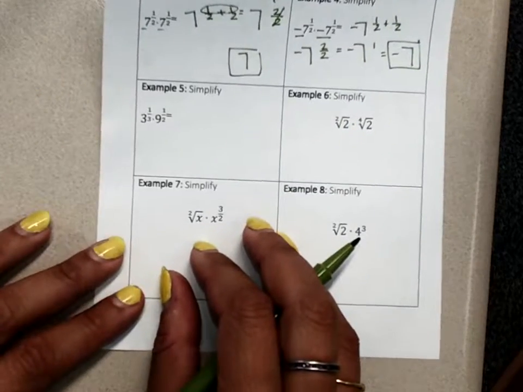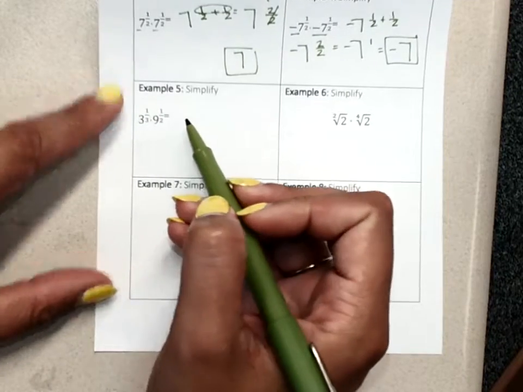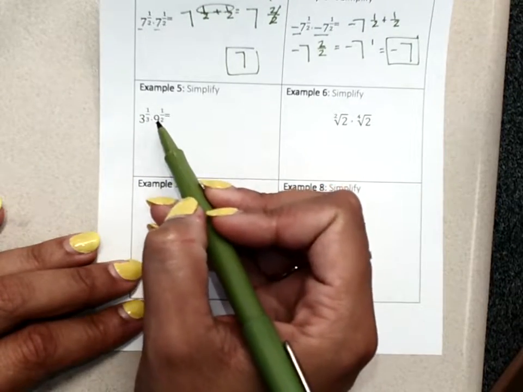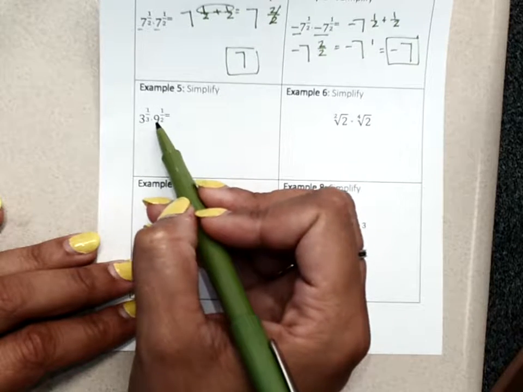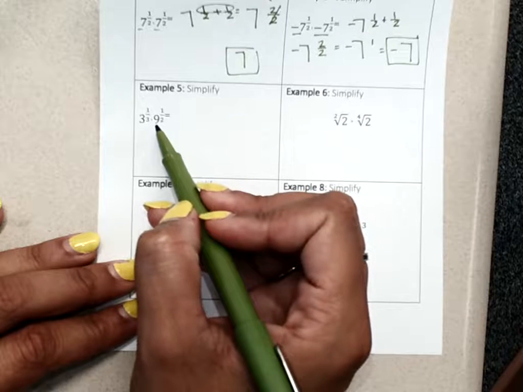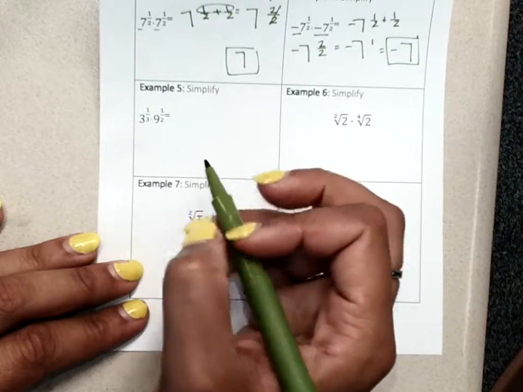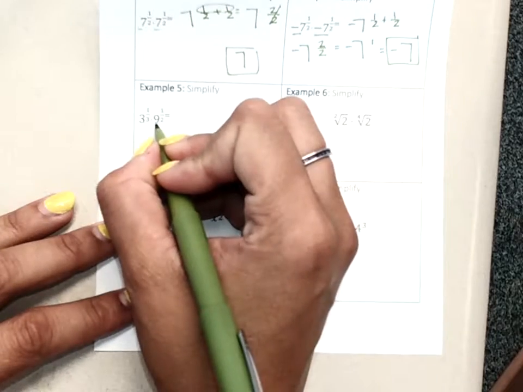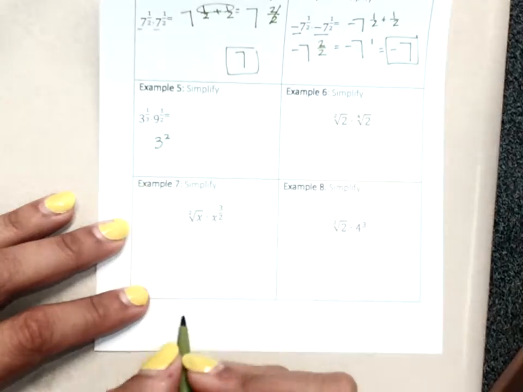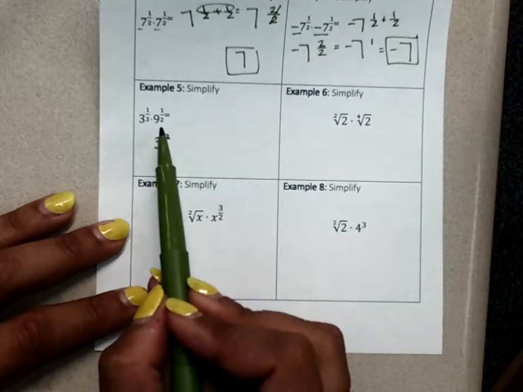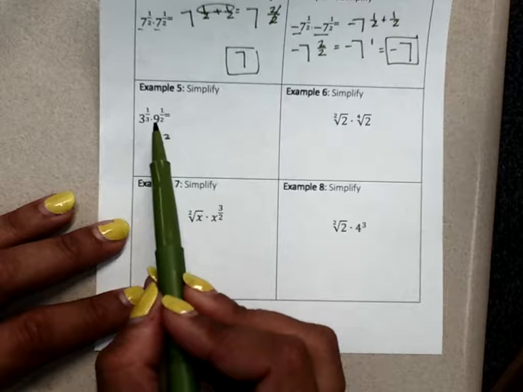In example 5, we have two different bases. So at this point, we are not allowed to actually add their exponents. However, I know that 9 can be written as a new number using a base of 3. So I'm going to show you what I mean by that. 9 is the same as saying 3 to the second power. 9 and 3 to the second power are the same because 3 times 3 is 9.